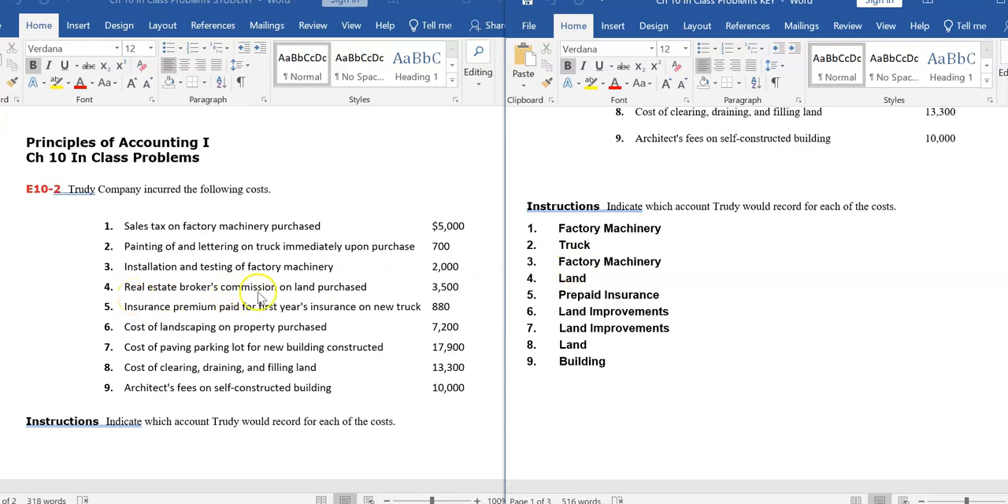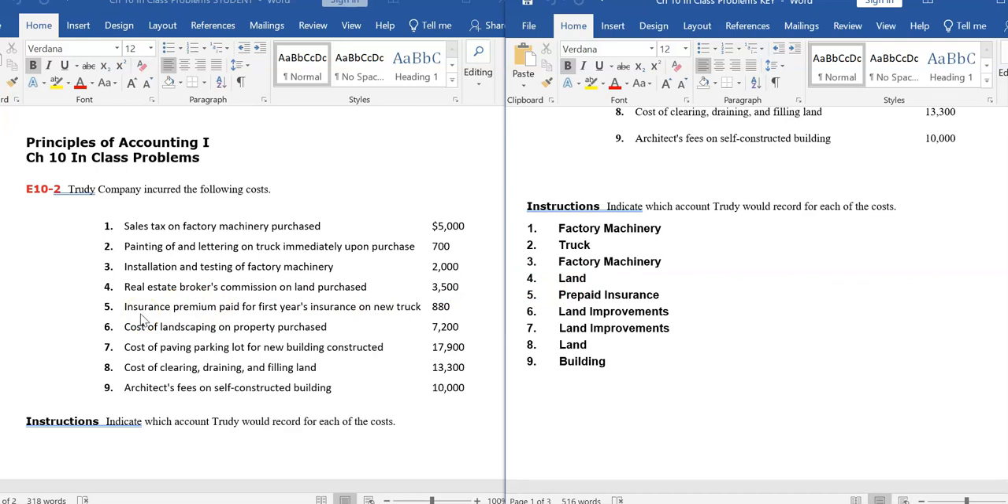Real estate broker's commission on the land purchased. We purchased land, we had to pay the broker's commission. So that is an additional cost of purchasing the land. That $3,500 will be added to the cost of the land in the land asset account.